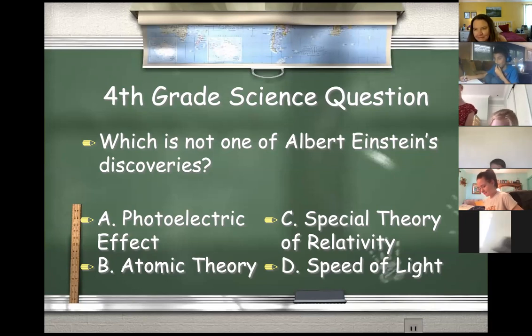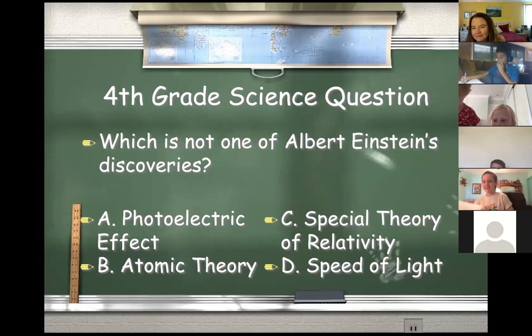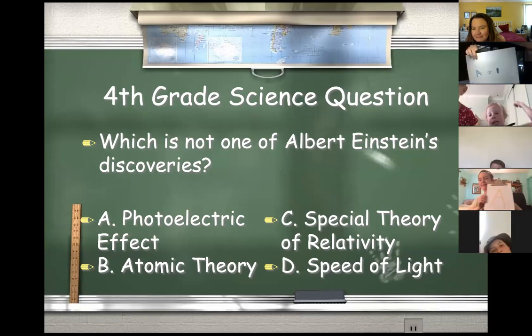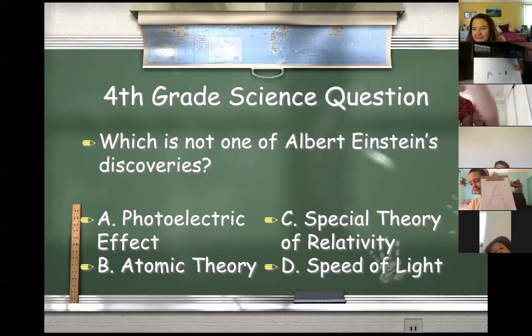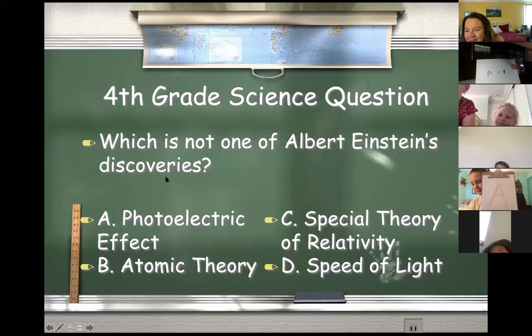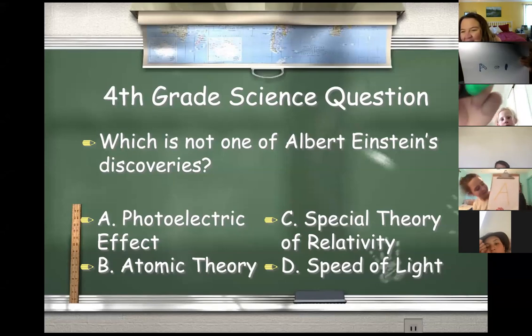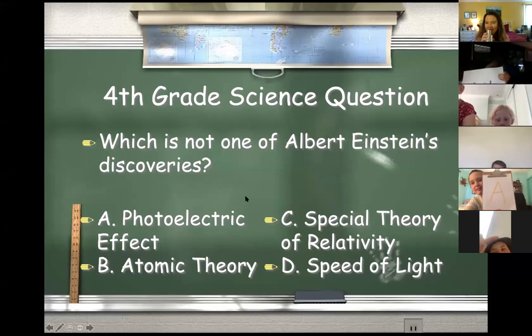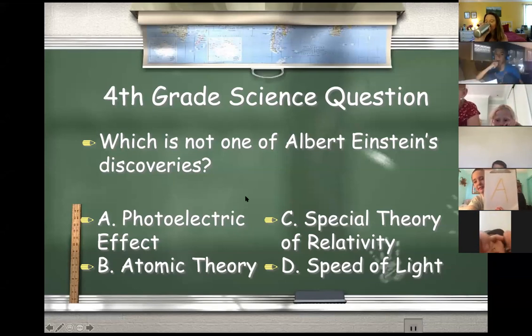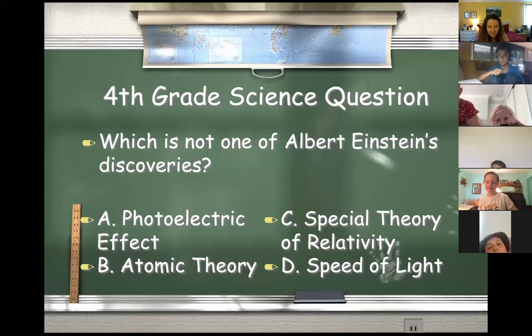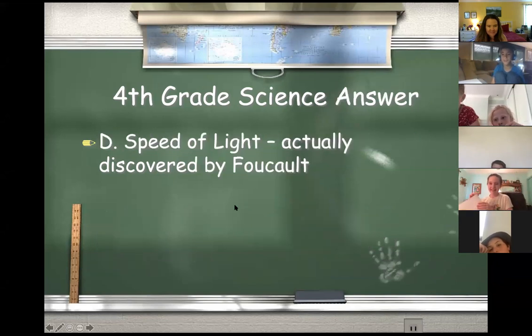All right, if you could, dialecticians and grammarians, please reveal what you believe to be the right answer. I think they already had it. Oh no, they think A. Well, interesting. I see some A's and some B's on the board. Well, let's see. I'm going to reveal the right answer and see who's right. We have an interesting disagreement. It is D, the speed of light.